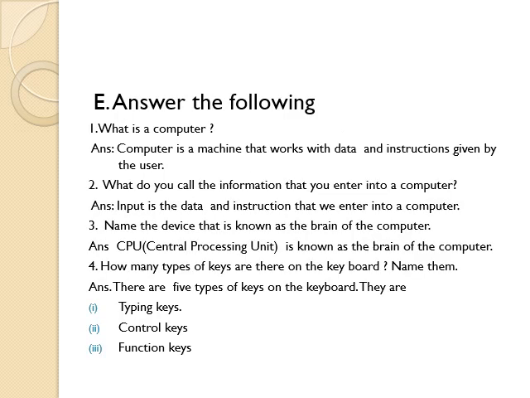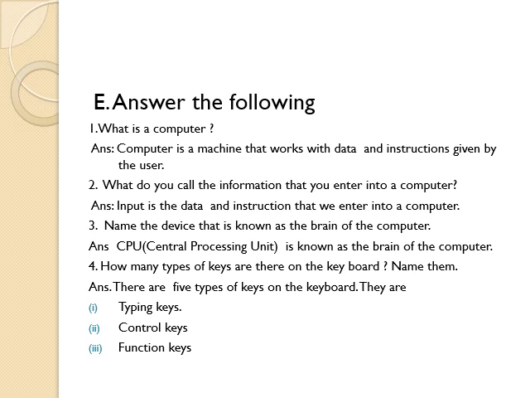What is a computer? A computer is a machine that works with data and instructions given by the user. Question number 2. What do you call the information that you enter into a computer? Input is the data and instruction that you enter into a computer. Question number 3. Name the device that is known as the brain of the computer. CPU, or central processing unit, is known as the brain of the computer.